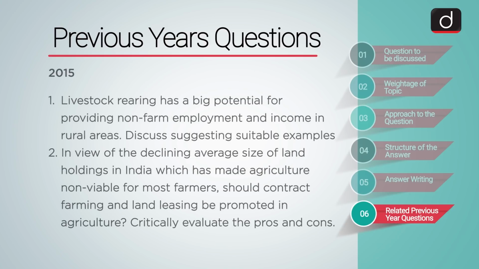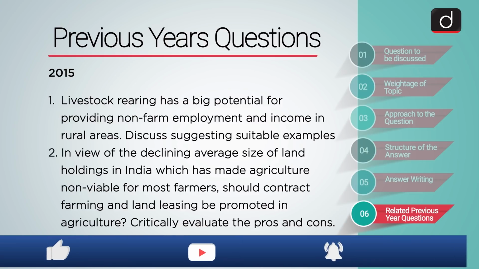In 2015, the following questions were asked. Livestock rearing has a big potential for providing non-farm employment and income in rural areas. Discuss, suggesting suitable measures. In view of the declining average size of land holdings in India, which has made agriculture non-viable for most farmers, should contract farming and land leasing be promoted in agriculture? Critically evaluate the pros and cons.